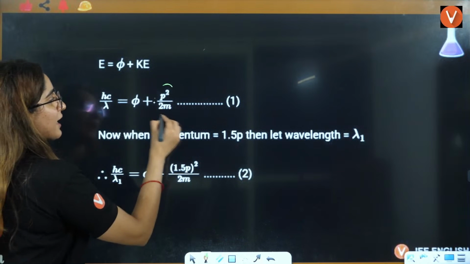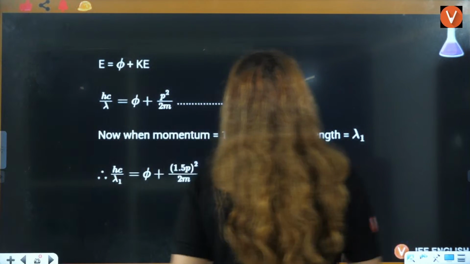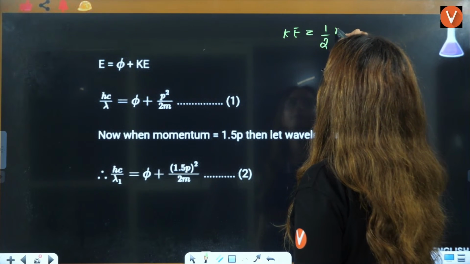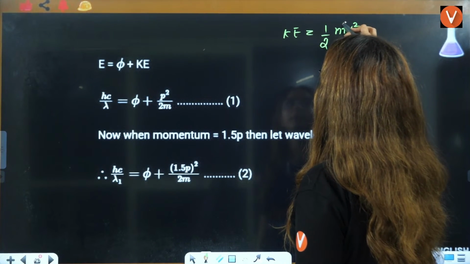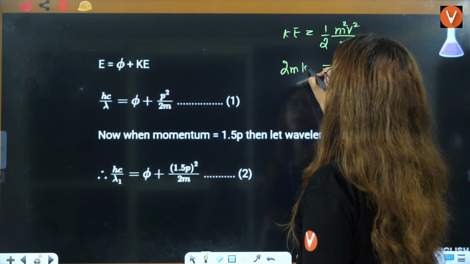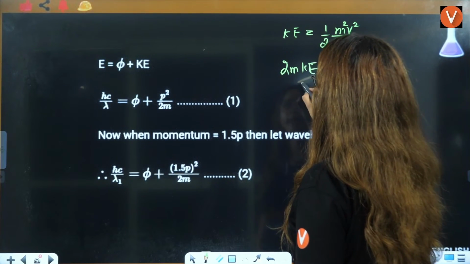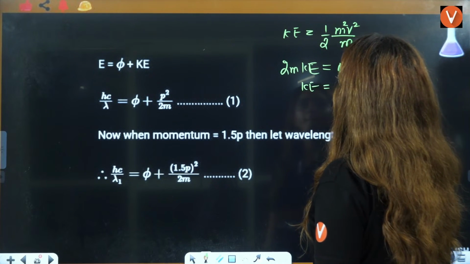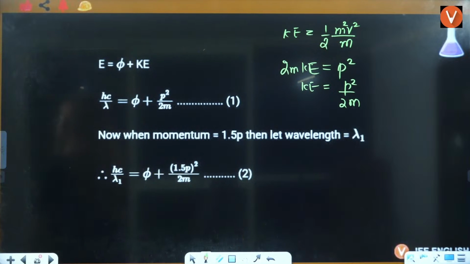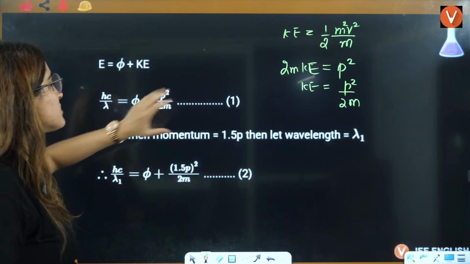We know that kinetic energy is equal to P square by 2m. Those who don't know, it's very simple, you must have done it in class 9th also. It is half mv square. When you multiply and divide by mass, it becomes 2m KE equals m square v square. This mv is nothing but momentum. So you can say kinetic energy is equal to P square by 2m. That's how you have this particular formula. You have seen this in lower classes as well, right? So just put this here.